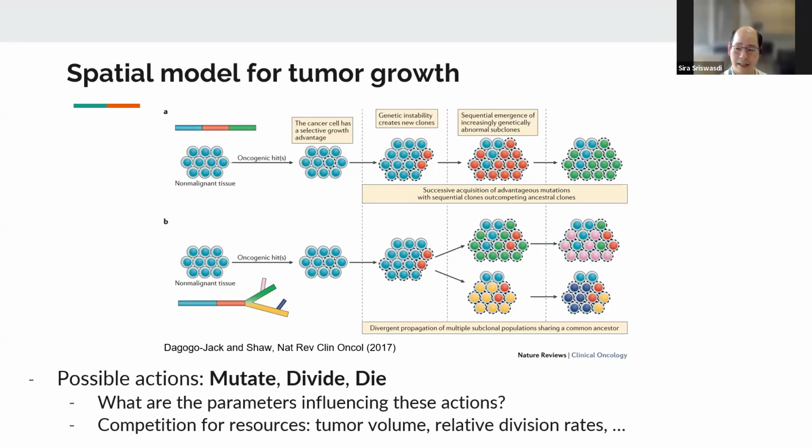So with this parameter change, we can simulate how many more cancerous cells will appear after a certain time. And some people have used this to match with actual biopsy data from the patient to check whether the model can mimic what's actually going on inside the patient's body.